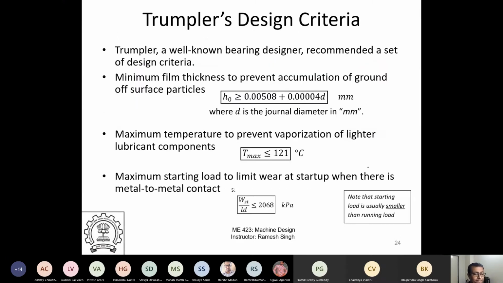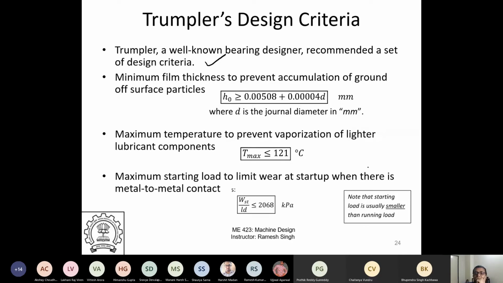So basically, there is Tumpler's design criteria, which is very important. Tumpler is a very well-known bearing designer. He recommended these design criteria which we have to use for our applications. He says the first is a minimum film thickness to prevent accumulation of ground surface particles, because if you keep the thickness very low, what do you think will happen?